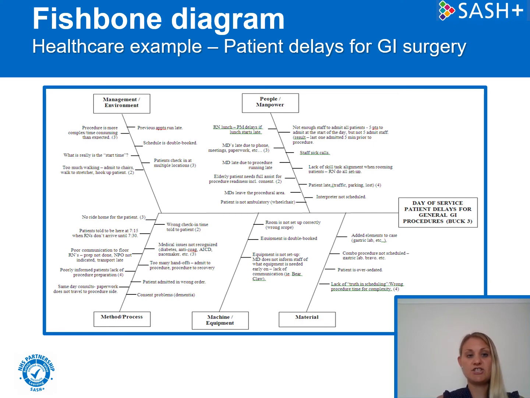So consideration is given to management environment factors, to people or manpower, to methods and processes, to equipment or machines, and to materials. So you work your way around the fish under each of those scales, exploring any potential contributing factors which may relate to your problem.